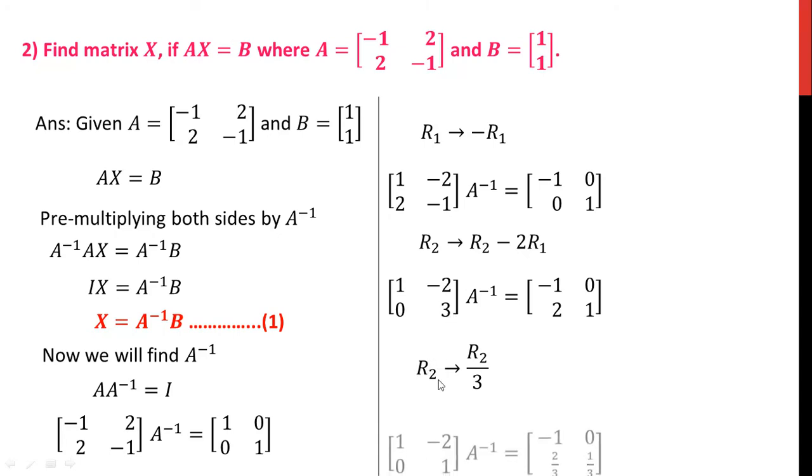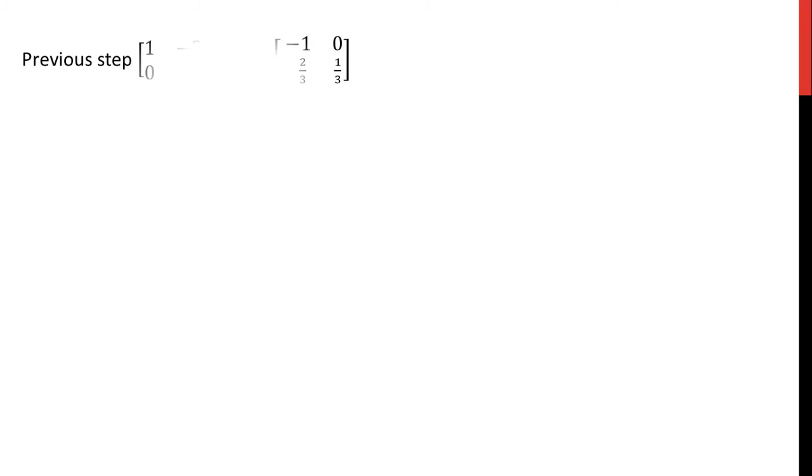Okay. So check here. It is first row as it is, 1 minus 2. Now the second row, if you divide by 3, this is 0. This becomes 1 into A inverse as it is. On the right hand side, first row as it is. And in the second row, it is 2 by 3, and here it is 1 by 3. We will continue this in the next part.